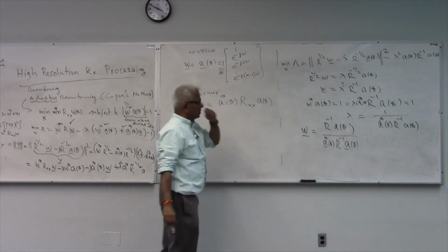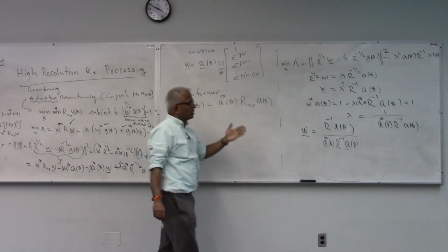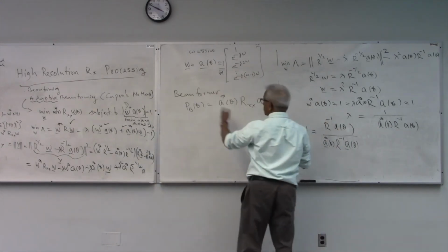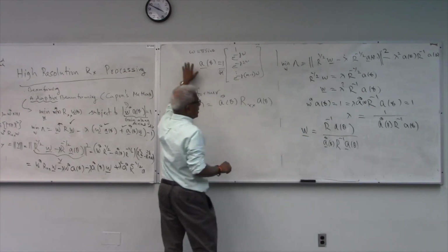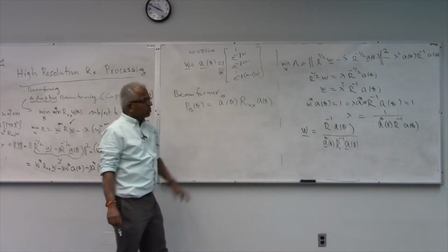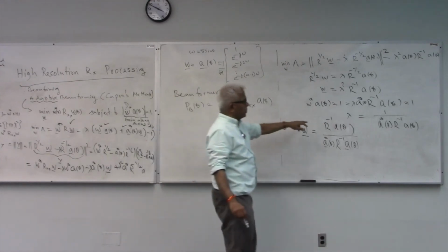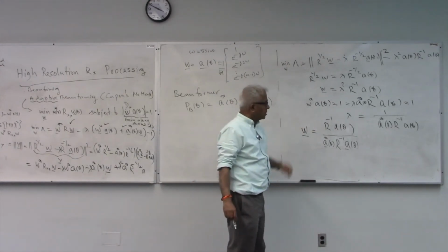you get this solution. So you can see this is extra, because look at here, for the beamformer it was just A that was the solution. So here you are doing some suppression and things like that.